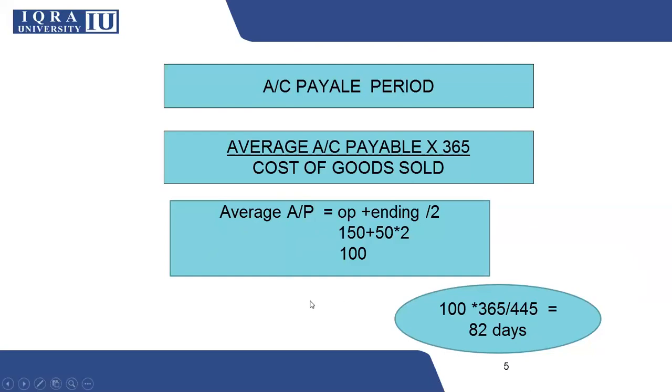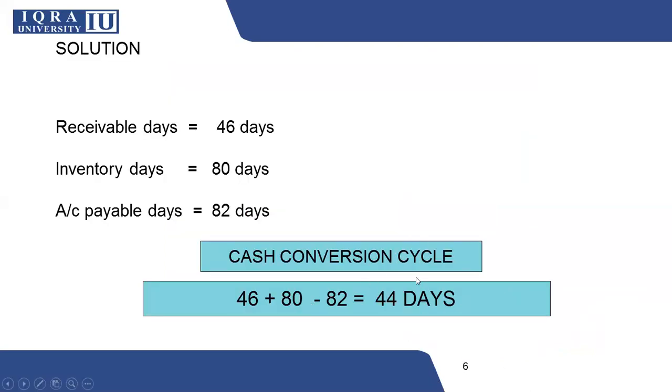Once I have computed all the information, I will simply put it in the cash conversion cycle formula, in which I take the receivable days, add inventory days to it, and subtract payable days. If we add these two and subtract this one, 44 days shows the overall cash conversion cycle. This 44 days indicates that on average, the firm is able to recover cash in 44 days.